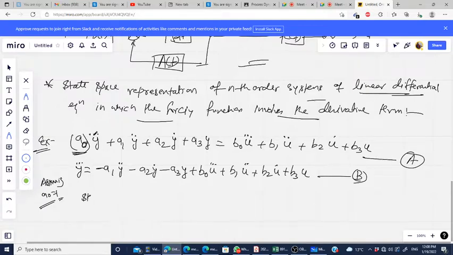So the first step to solve the equation of such a complex system is to select the state variables. So how?